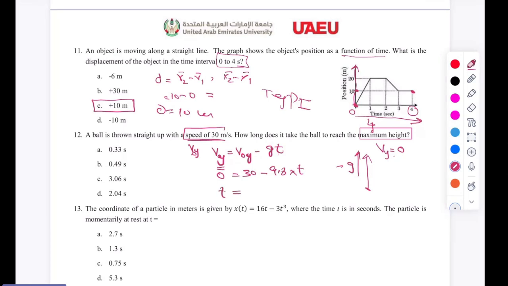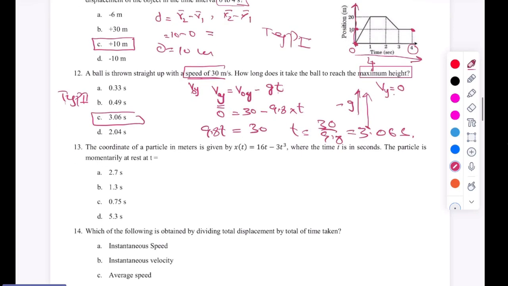So t times 9.8 equals 30. So t will be 30 divided by 9.8. So 30 divided by 9.8 is what? It will be 3.06 seconds. 3.06. Yeah, let's see, so it's C. Okay, and this is your type 2 question. Are you getting my point now?